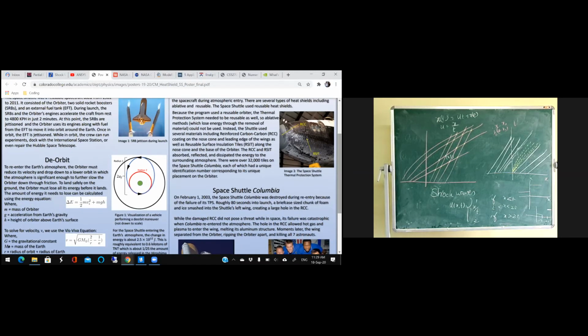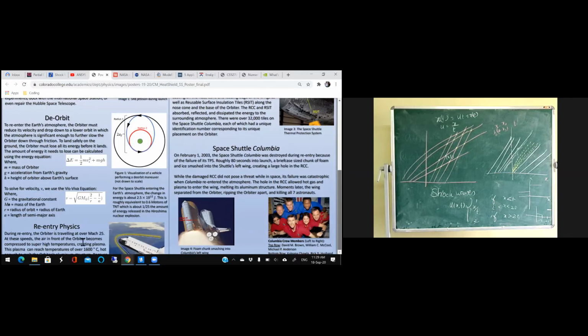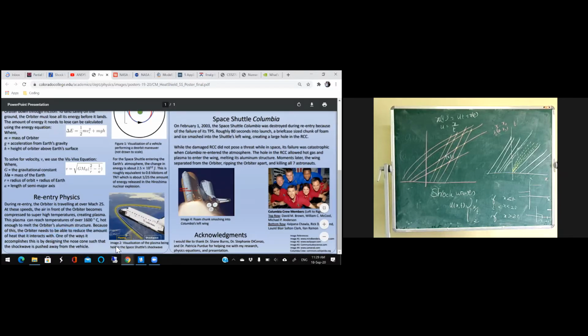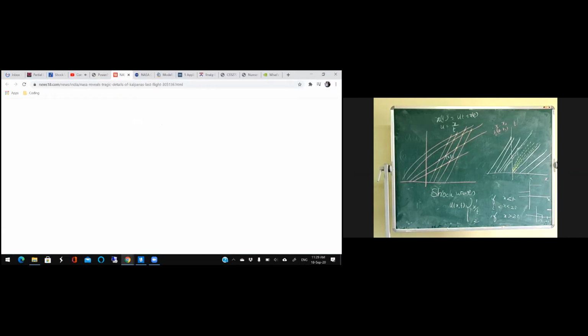So you are going to get a complete disaster. Okay, so this is also a shock wave. You can see that they have mentioned that. Here they have mentioned visualization of plasma and sealed space shuttle shock wave, and how the shock waves killed. Okay, and even in the newspaper you can see it.